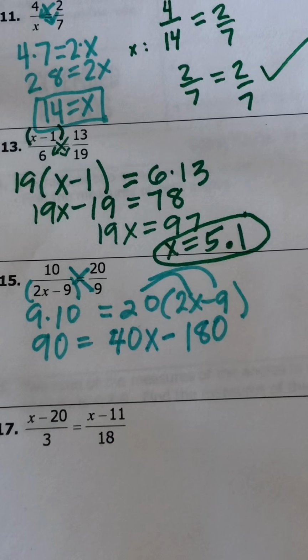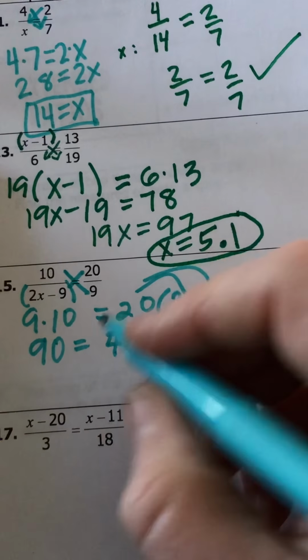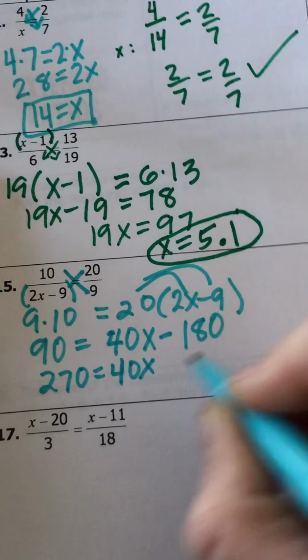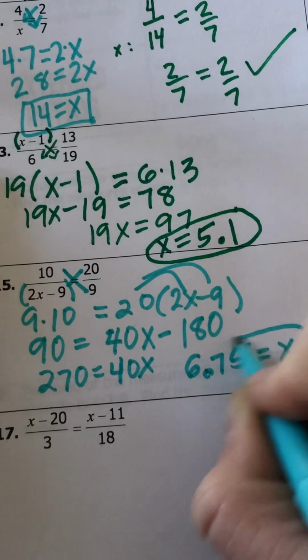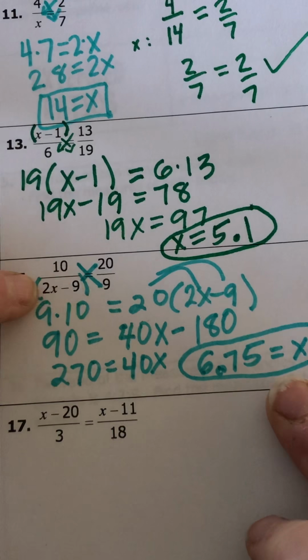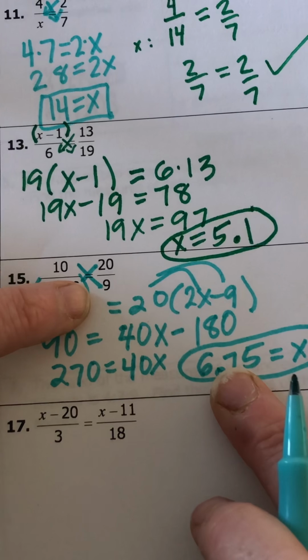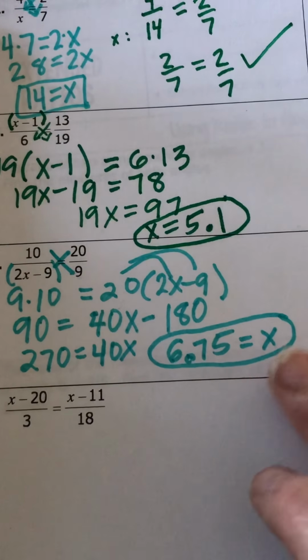Okay, so 90 equals 40x minus 180. So 270 equals 40x. And divide by 40, 6.75 equals x. Okay, and if I plug that in here to the bottom expression, if you want to check yourself, you still just do 2 times 6.75 minus 9. Write that down, 10 over that, and it should equal 20 over 9. So you can still check yourself by plugging in for x.